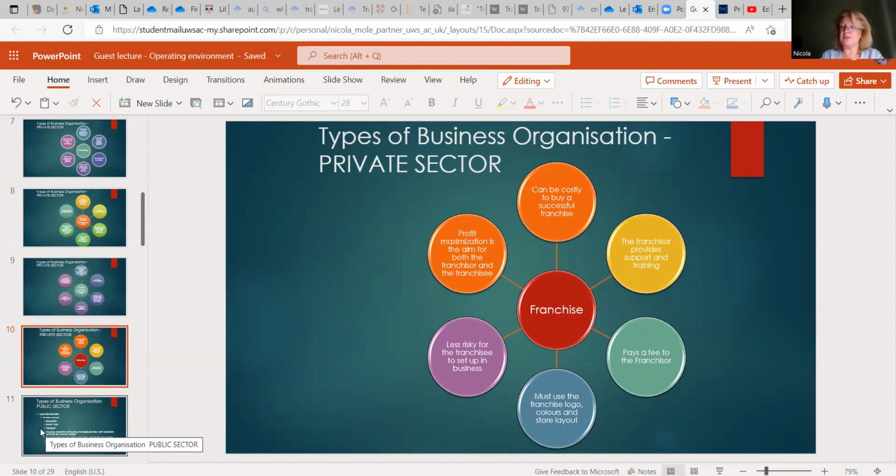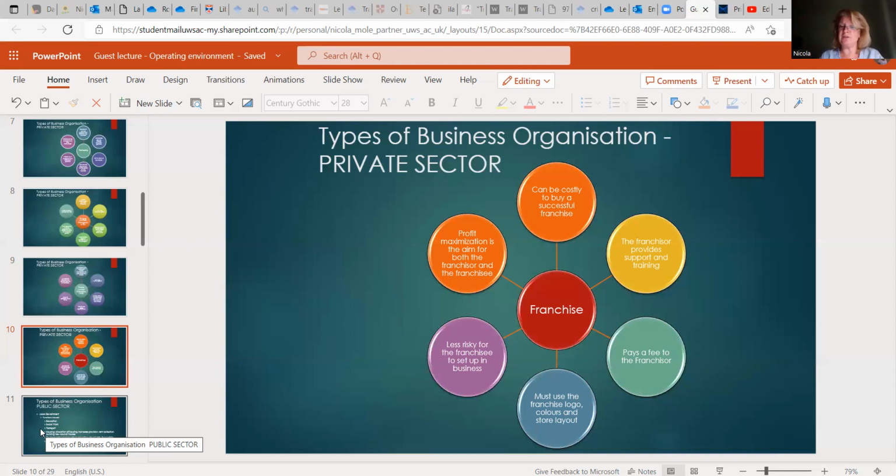The franchisor, which is the parent company that manages these franchises, provides support and training so that you get the same product, the same service, no matter whether you go to the franchise in Brazil or the one in the UK. It's all going to look, sound, smell, and feel the same. You've got that consistency in brand.